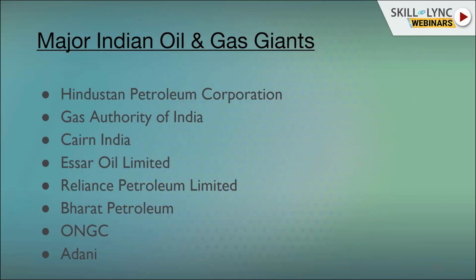The major Indian oil and gas giants are Hindustan Petroleum, GAIL, Cairn India, ONGC, Reliance, and Bharat Petroleum. I hope all of you have heard of these companies, which are recruiting and taking projects to a new, higher level, and they are the major Indian giants. I have worked with many of them, and let me tell you frankly, it is a very amazing sector to work in if you find a job opportunity in it.